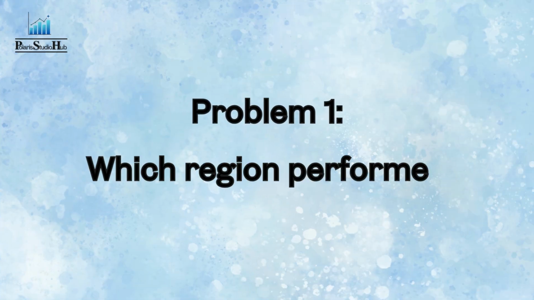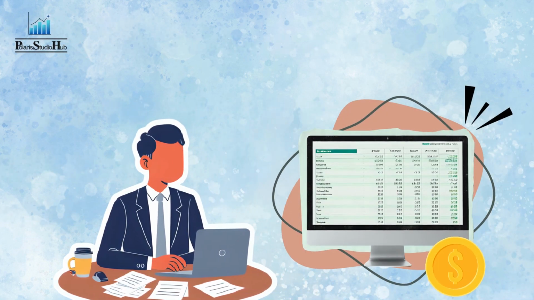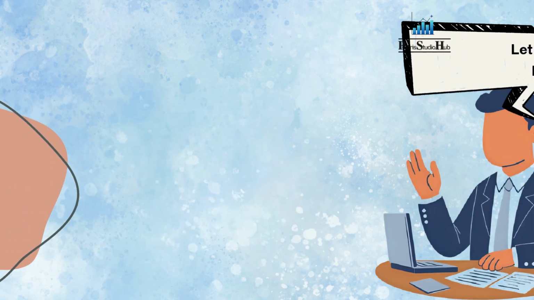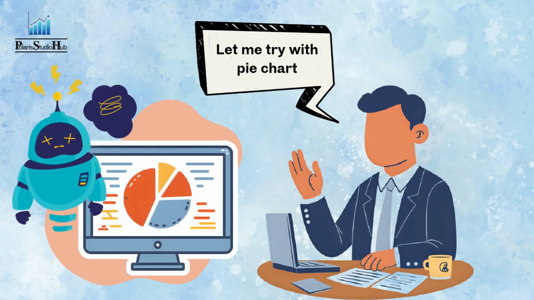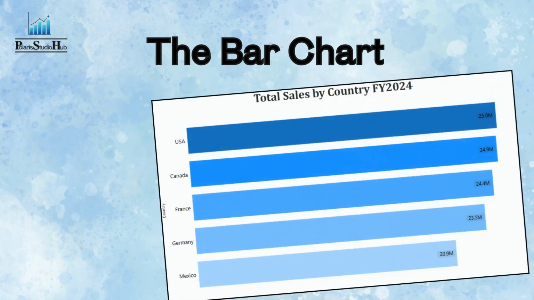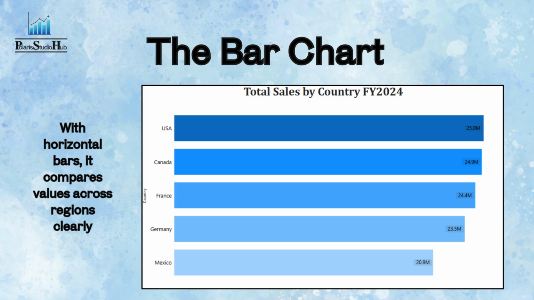Problem 1. Which region performed best this year? David looks at a long list of sales by region: Asia, Europe, North America. He tries a pie chart, but it's cluttered, unclear. He needs a sharp review. Yes, the bar chart. The bar chart is made for this. With horizontal bars, it compares values across regions. Clearly, no guesswork.